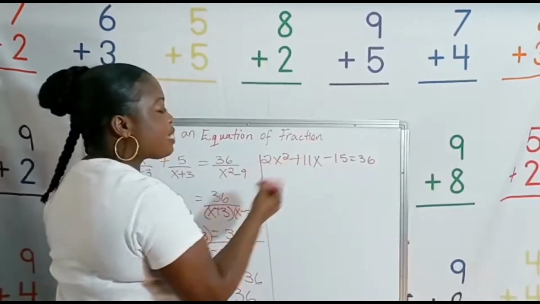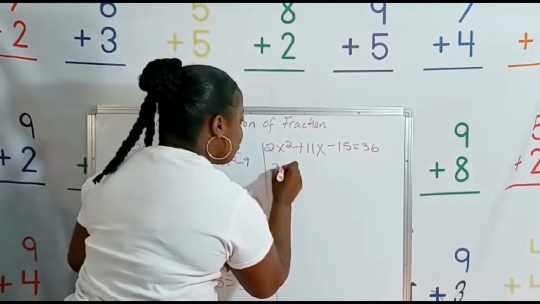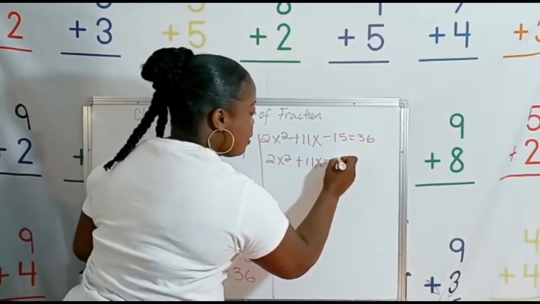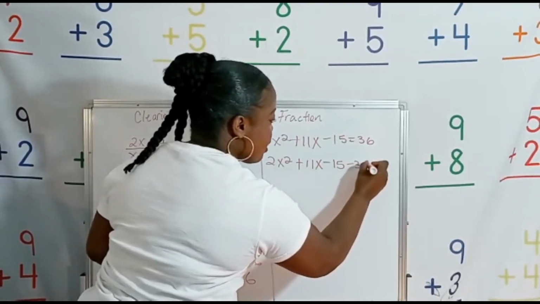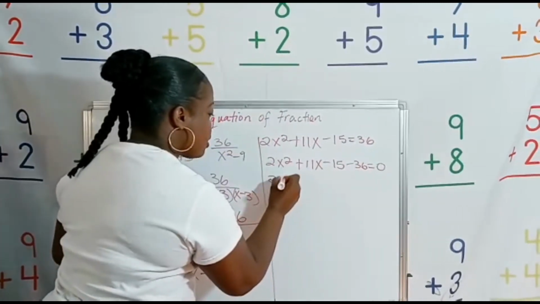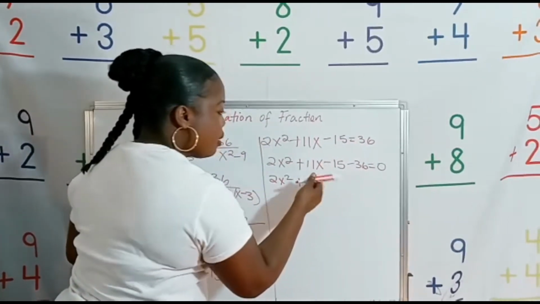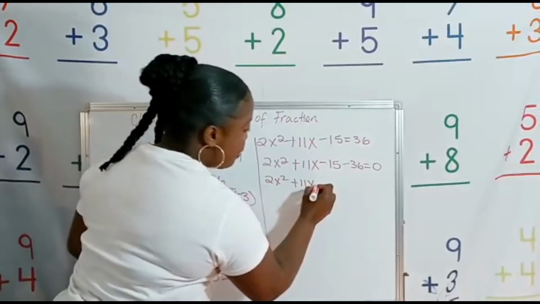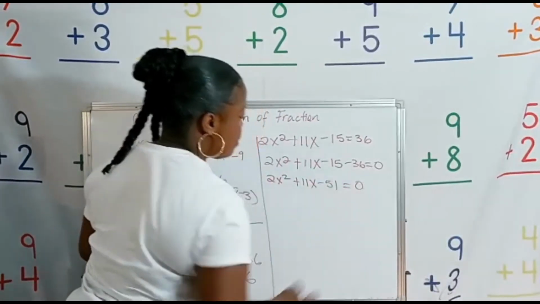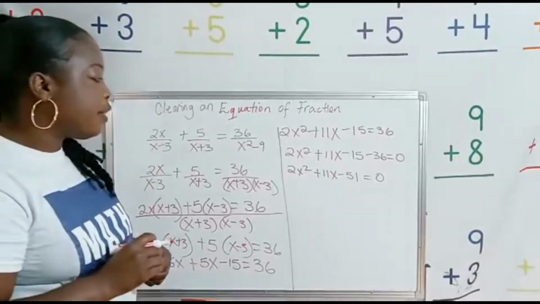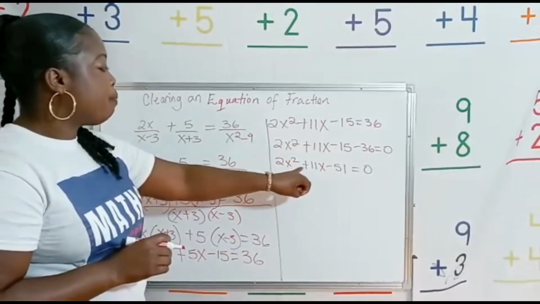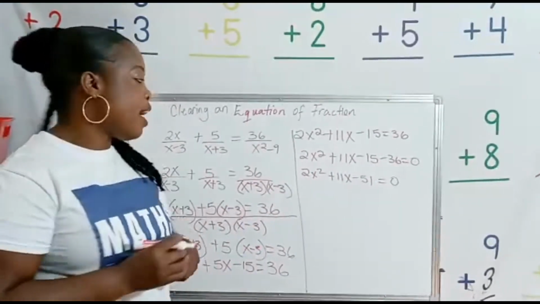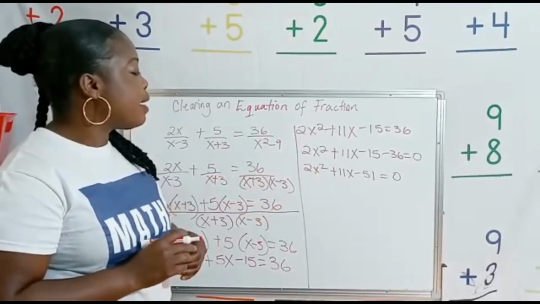I'm going to move it over as a negative 36. So I have 2x squared plus 11x, I have a minus 15 minus 36 equal 0. So 2x squared plus 11x minus 15 minus 36, that's minus 51 equal 0. So now if you notice here, I have 2x squared plus 11x minus 51 equals 0. I'm not done yet because I still have to factor to make sure I solve for my x.